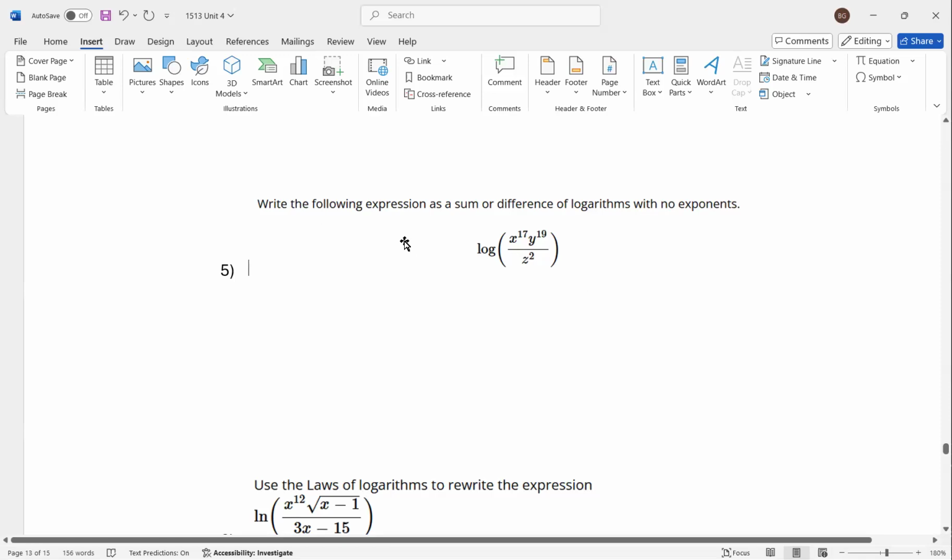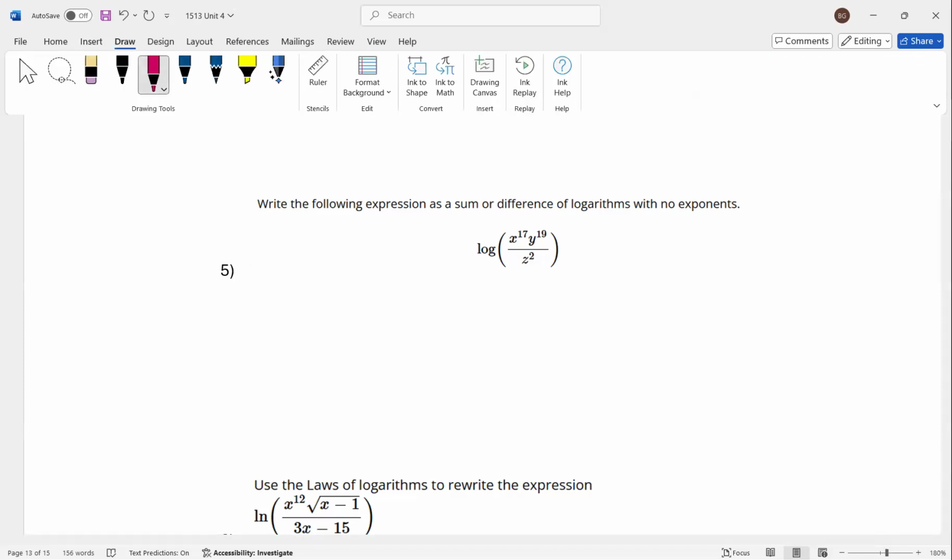And we need to write the following expression as a sum or difference of logarithms with no exponents. So this means to expand. If you see a requirement like that, it is actually asking us to expand as much as possible. Okay, let's do it. Log with base 10.